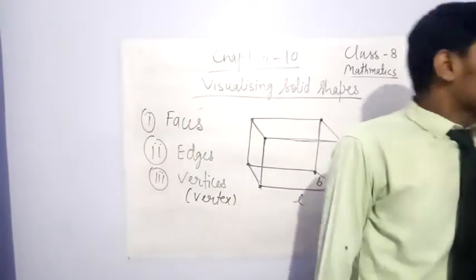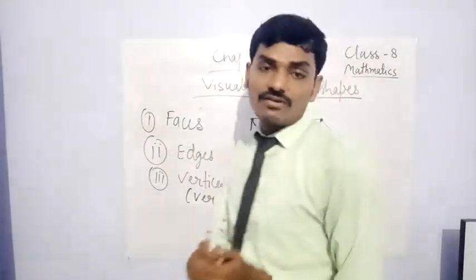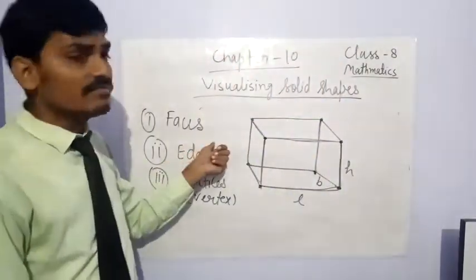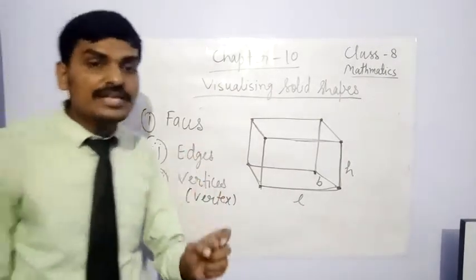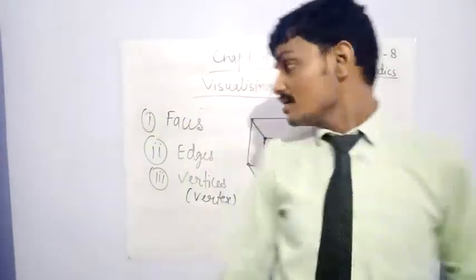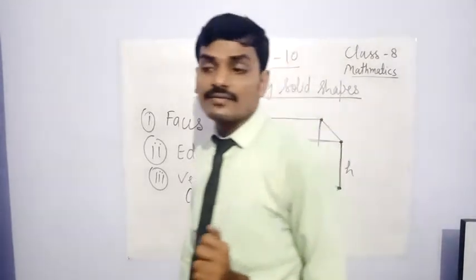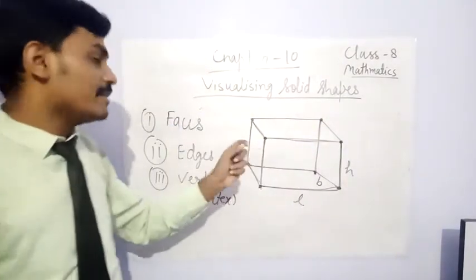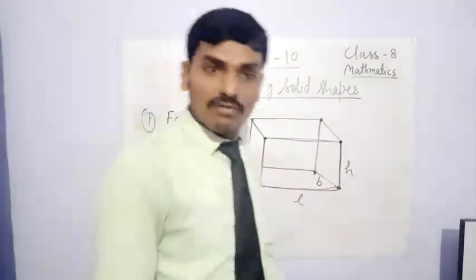So what are the faces? The surface of the three-dimensional figure is known as the faces. What are the edges? The meeting line of the faces is known as the edges. And what are the vertices? The corner of the three-dimensional figure is known as the vertices.